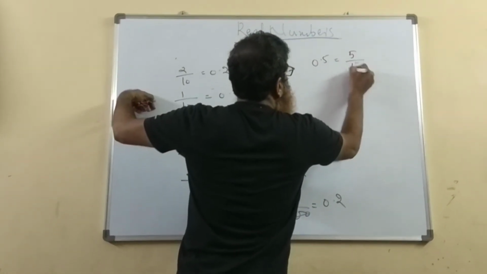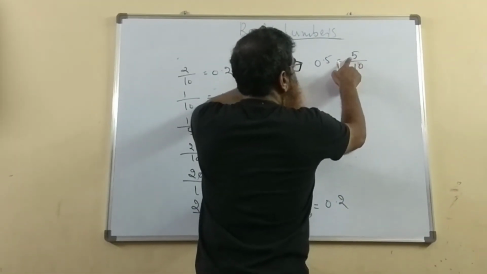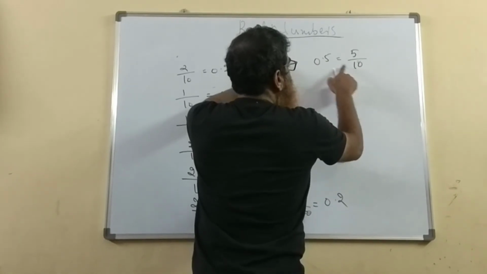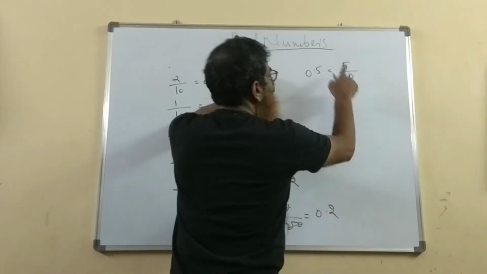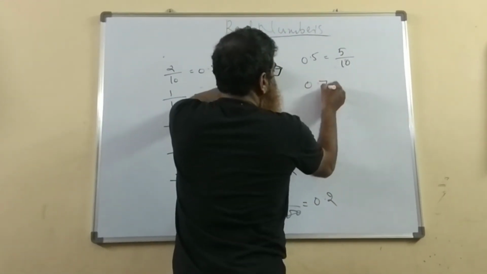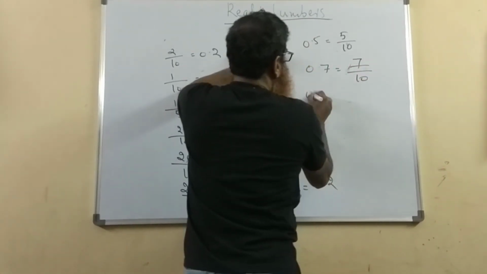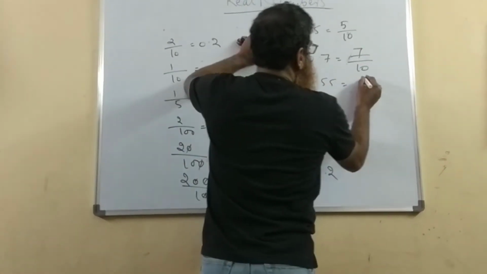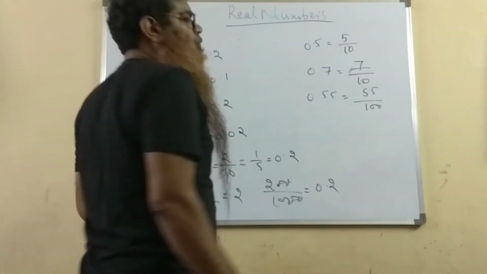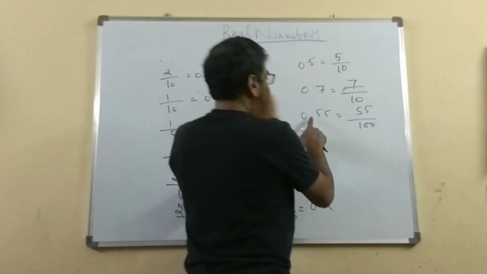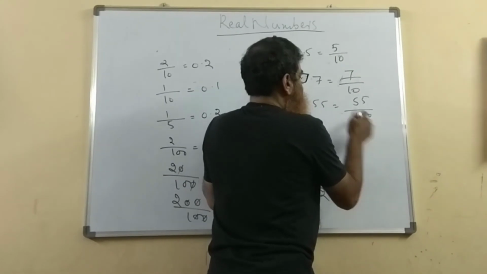Take 0.5. It is nothing but 5 by 10. No new number. Take this number 5 as the whole number there, take 1 for the decimal place, and this 0 comes here, it becomes 5 by 10. If it is 0.7, it is nothing but 7 by 10. If it is 0.55, it is 55 by 100, because for two decimal places we need to take two zeros.